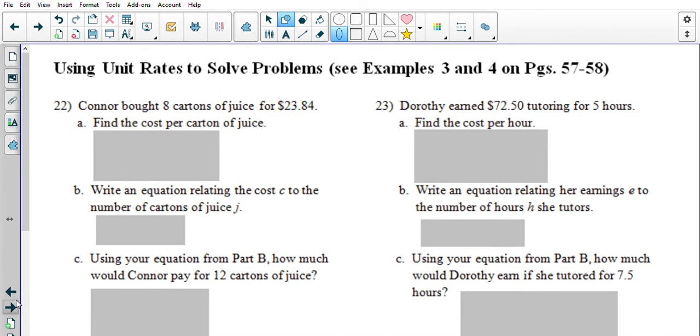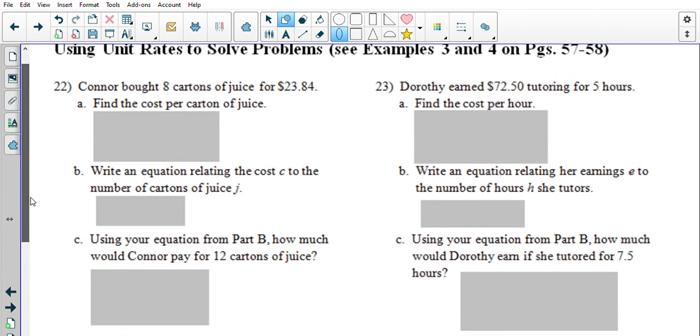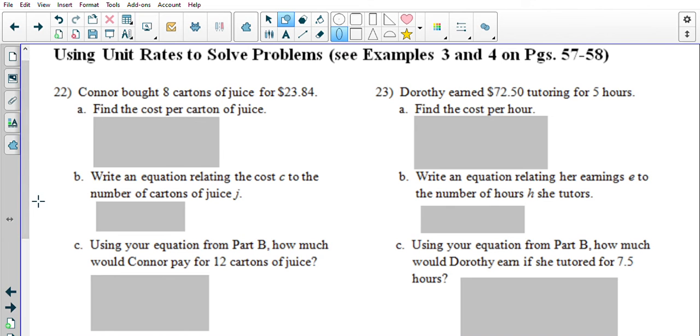All right, let's take a look at numbers 22 and 23 using unit rates to solve problems. So if I remember correctly, you have something kind of similar to this on your unit test, and we already saw some of these concepts already. So we're just sort of mixing some things together.